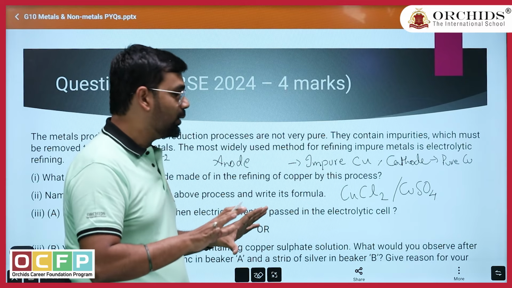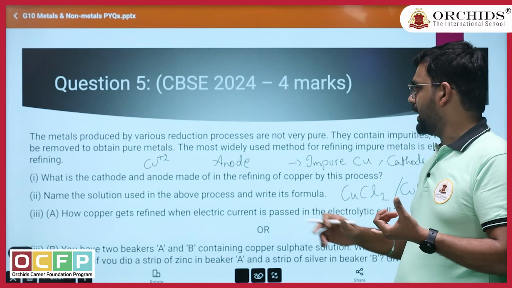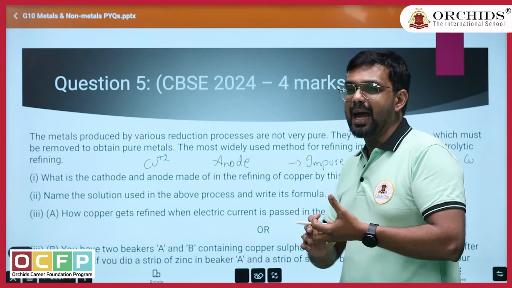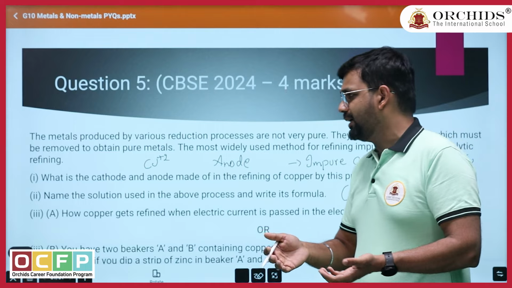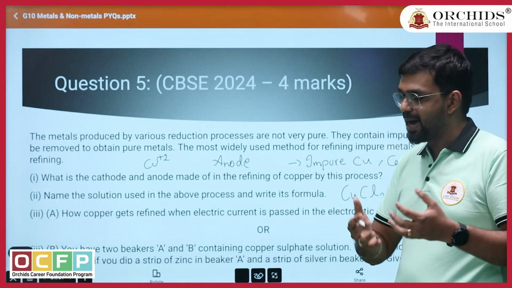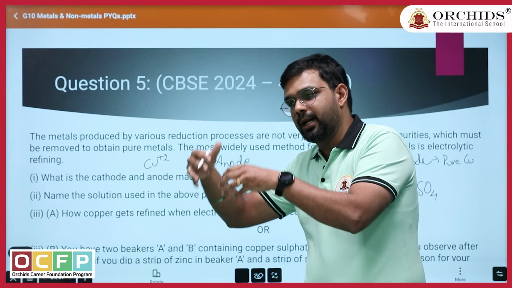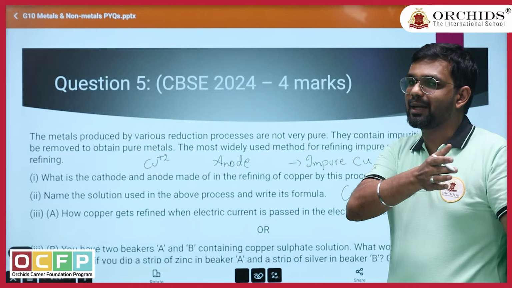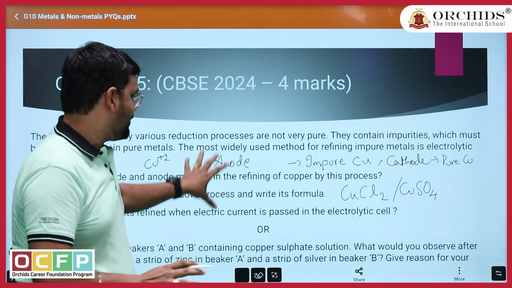Are we clear with how the electrolytic refining is done? Basically we take the impure copper metal as the anode, and the pure copper metal as the cathode, and the electrolyte will be the salt solution of the metal which we want to refine. Here I am going to take copper chloride or copper sulfate. When electricity is passed, the copper ions from the anode go into the electrolyte, and simultaneously the copper ions from the electrolyte get deposited over the cathode, and so the refining of the copper metal happens. So this covers this entire thing.